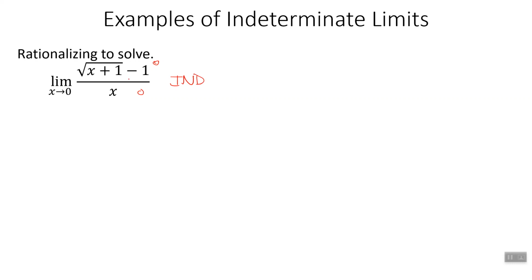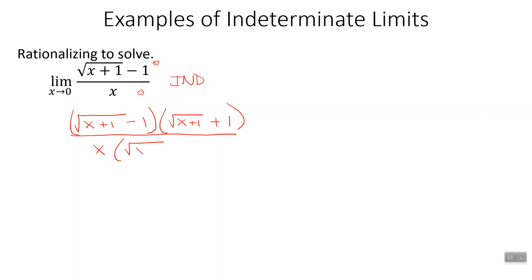That is indeterminate. So now we're going to multiply by the conjugate, and anything we do on top, we also have to do on bottom. So the conjugate of this is the square root of x plus 1 plus 1. So all that changes is the sign between the root and what's not in the root. All right? And anything we do to the top of a fraction, we also have to do to the bottom of a fraction.